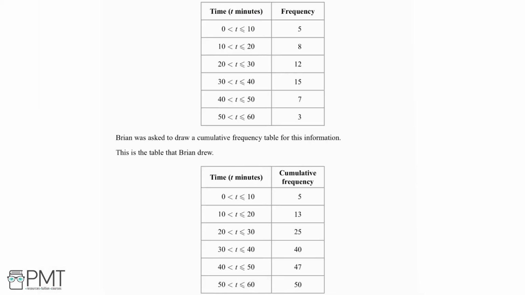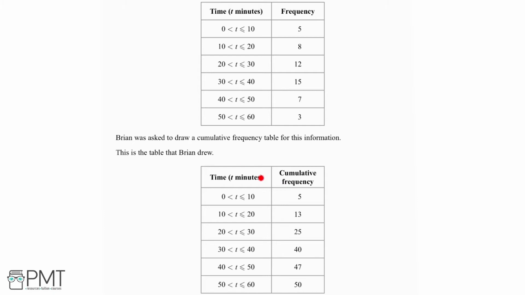So firstly, let's have a look here at the frequency part. So we've got our frequencies here, so 5, 8, 12, 15, 7 and 3. And here Brian's drawn cumulative frequency. And it looks like he's got this correct because we start with 5 and then we've got 13, which is correct because we've got 5 and we're adding on the 8 here because it's cumulative, giving us the 13. And then 25, so we've got the 13 from the 5 and the 8 plus the 12, giving us 25, and so on and so on. So you can check all those and see that Brian's got the cumulative frequency correct.